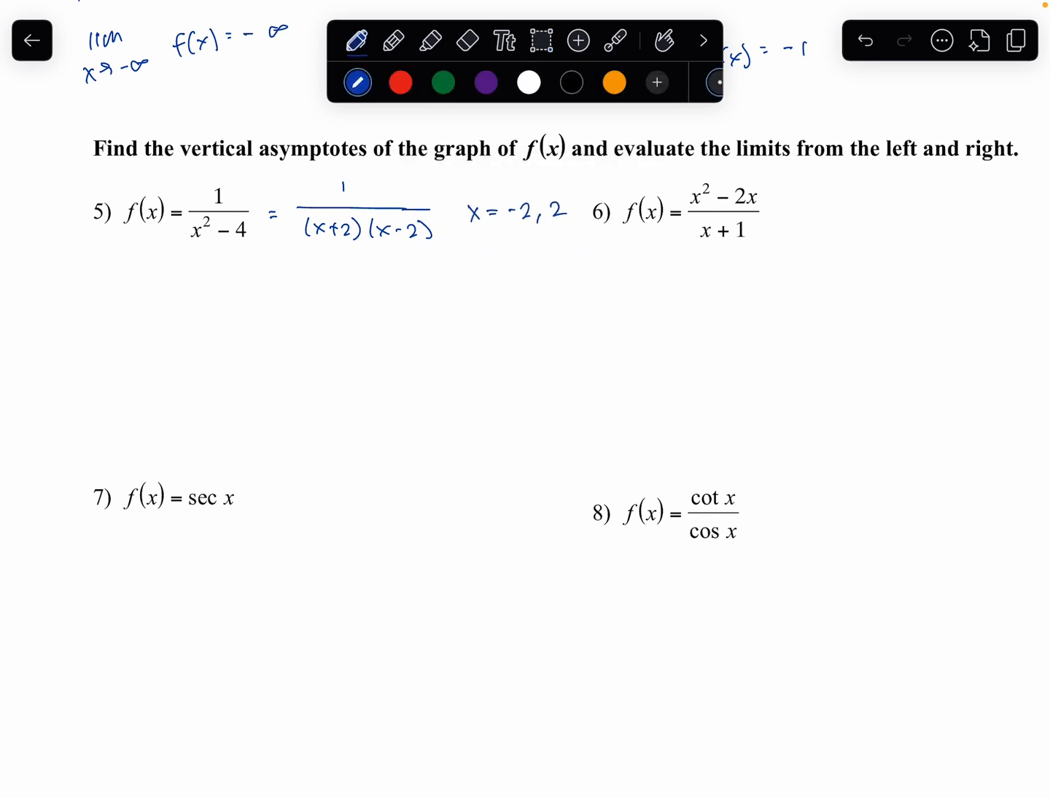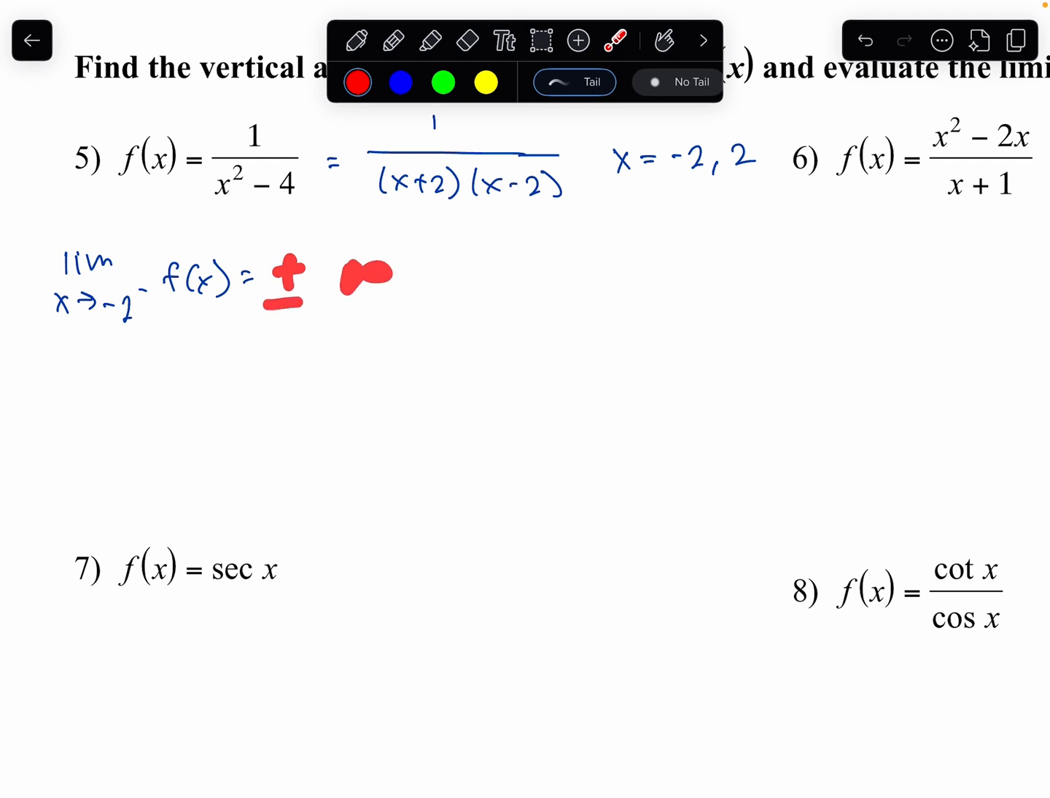So basically, we'll say the limit as x approaches -2 from the left of f of x. And since it is an asymptote, it's going to be positive or negative infinity. So how do you check? Let's think about -2 to the left. Thinking about a number line, you have 0, you've got -1, you've got -2. From the left of -2, those are going to be values like -2.0001 or something like that. Something that is slightly less than -2.